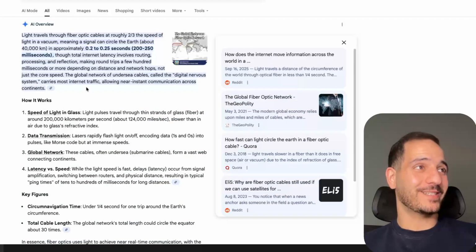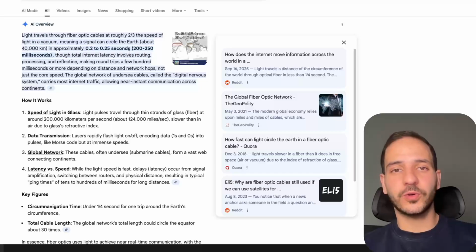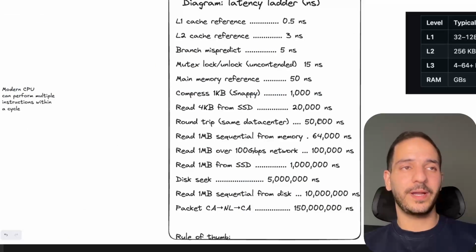One interesting fact is that it takes light to travel through fiber optic cables around the Earth at least 200 milliseconds. And this is without accounting for equipment or network congestion. Although within the same data center, a round trip is only 50 microseconds or 50,000 nanoseconds. The moment we start traversing continents, we exceed the 100 milliseconds, which is, when compared to the 50 nanoseconds of memory or the sub-nanosecond of L1 cache, it's millions or hundreds of millions of difference.